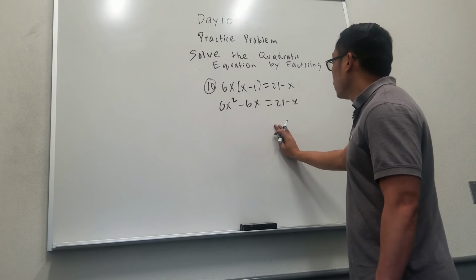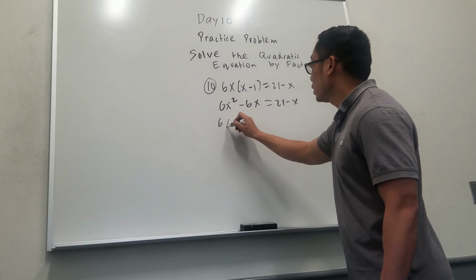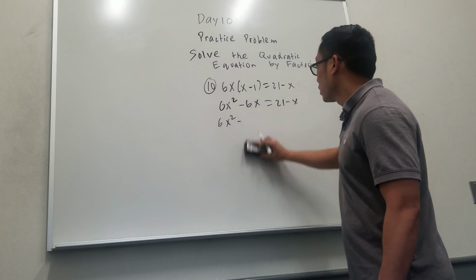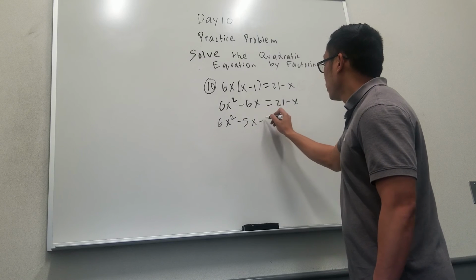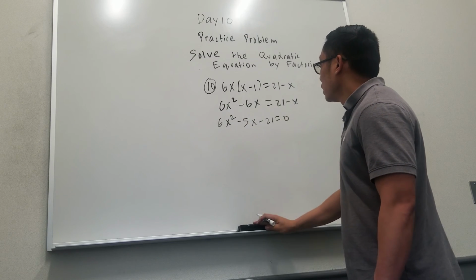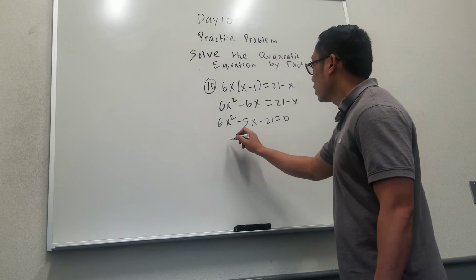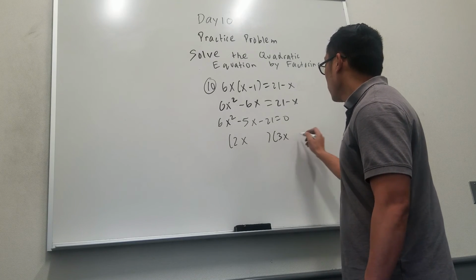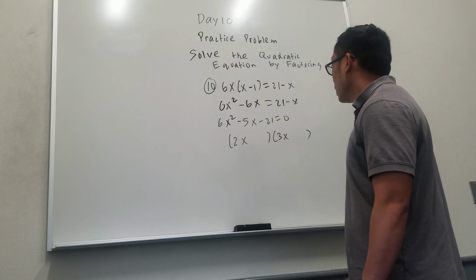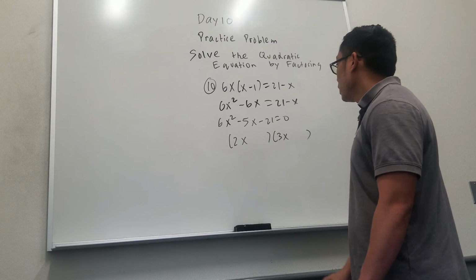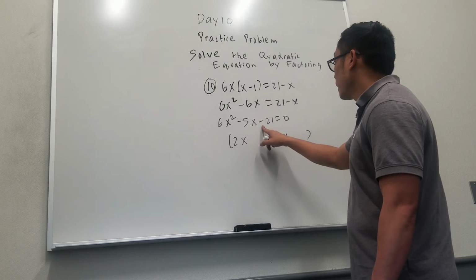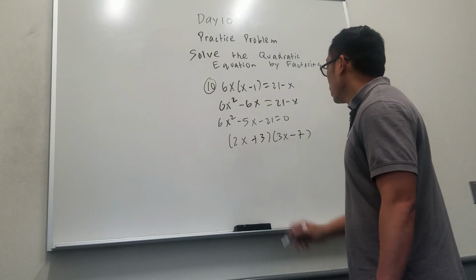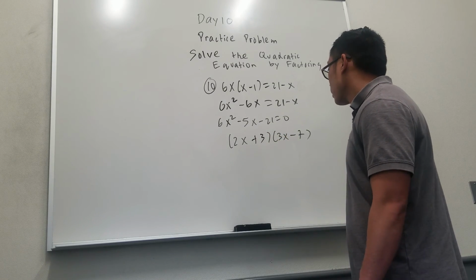Now what have I been doing before? Setting it equal to 0, right? So I get negative 5x minus 21 is equal to 0. Now we gotta factor this. Wow, okay. So 2x and 3x, maybe that works, maybe it doesn't. I think about combinations of 21, that's 7 and 3, but one of them has to be a negative. So let's try this, right? Does it work? It should work, right?